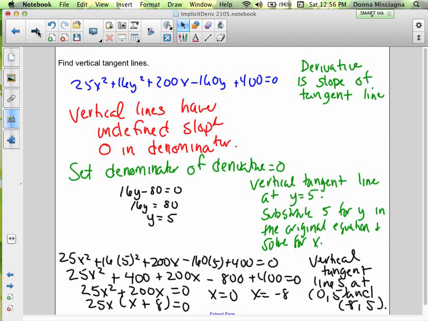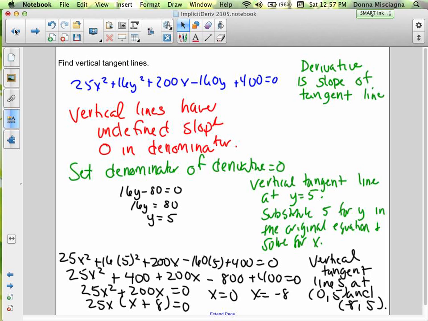Oh, by the way, let me go back to this page one more time. 25x squared plus 16y squared plus 200x minus 160y plus 400 equals 0 could be what kind of conic? Well, x squared and y squared are both positive, so it is not a hyperbola. Both x and y are squared, so it is not a parabola. That leaves circle and ellipse.